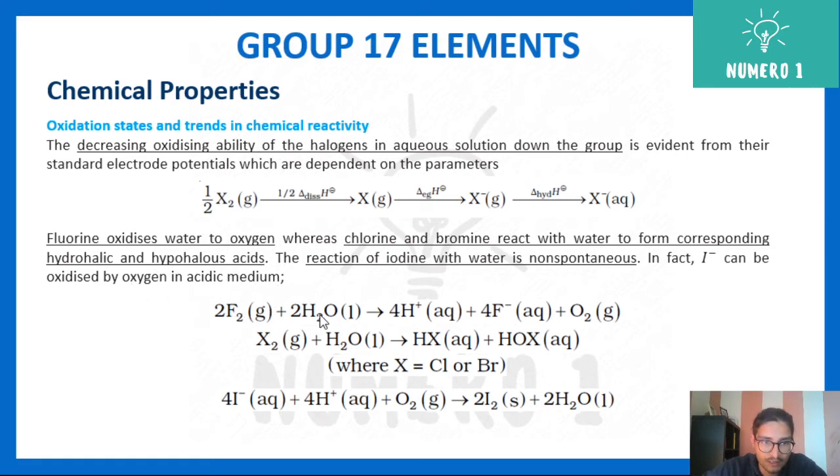You can see these reactions. So fluorine with water, this is the reaction. Other halogens, that's chlorine and bromine, you can see this is the reaction. Whereas for iodine, this here is the reaction. Okay, next.